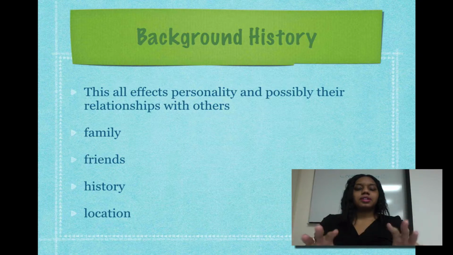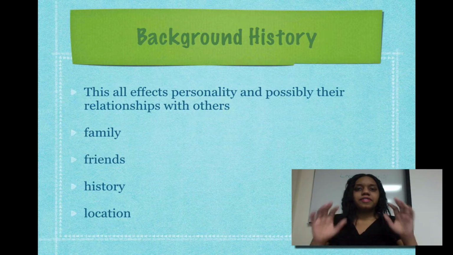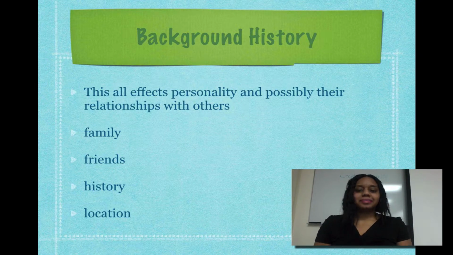And you don't have to make it known to your readers at the beginning of the book. It's just something to keep in the back of your mind as you write in that character's voice, as you tell that character's story, that this is where they come from. Remember to have them act like it. So, background is important.